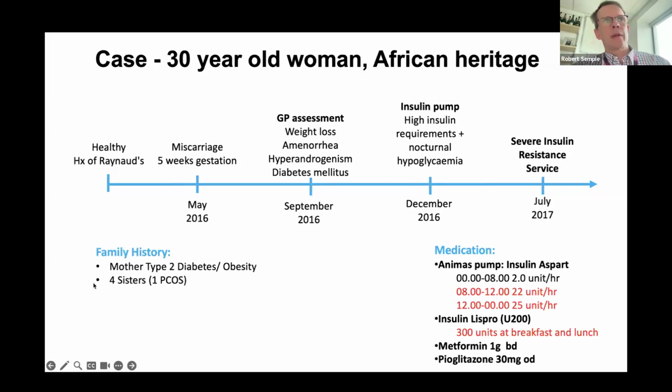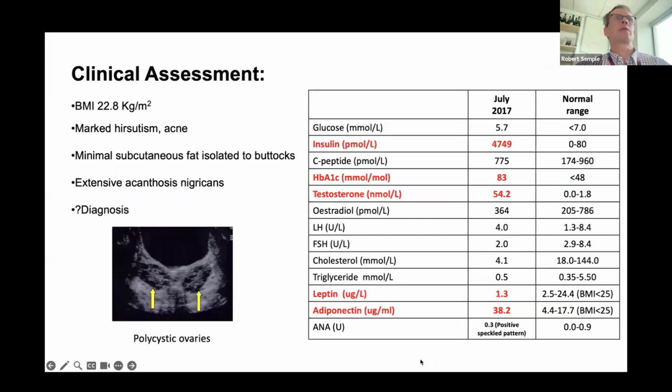So there was some family history of diabetes and obesity and PCOS, probably not remarkable, but nevertheless there. You can see that during the daytime, very high delivery of insulin was being required via her pump, together with very high doses of bolus insulin and pioglitazone and metformin, and yet control was very poor.